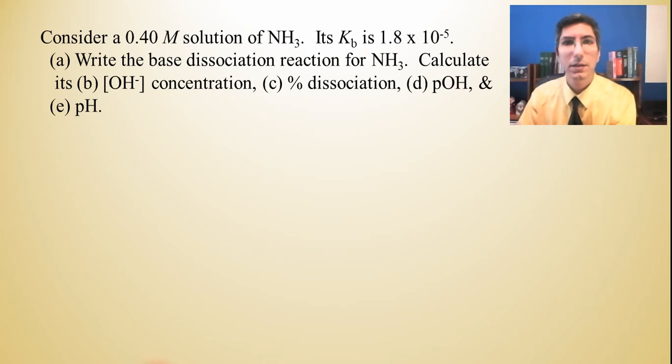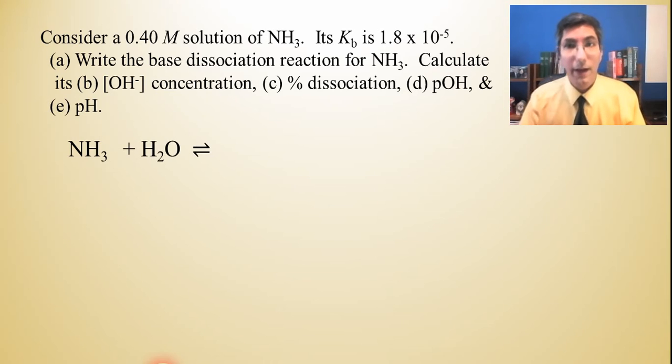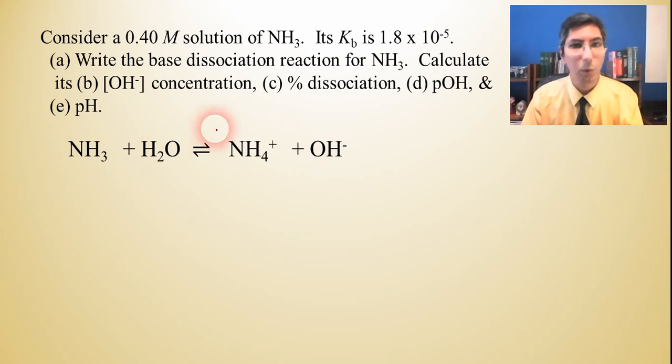So let's write the base dissociation reaction for ammonia. We start out writing the NH3, of course, and it's going to react with water. Since a base is a proton acceptor, one of the products should always be the conjugate acid, right? So we're going to add an H+ onto this and make one of the products NH4+. And then since it's a base, we would expect to have hydroxide, wouldn't we? So those are the two products in this base dissociation reaction. And by the way, hydroxide is of course the conjugate base of water, isn't it?